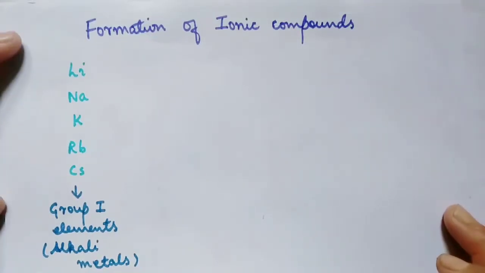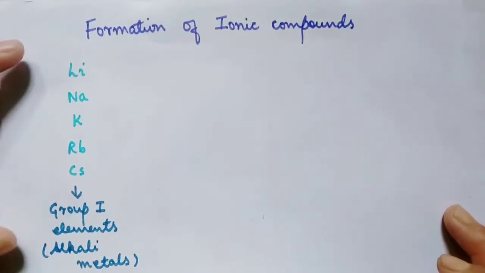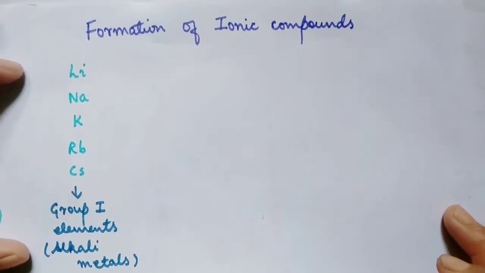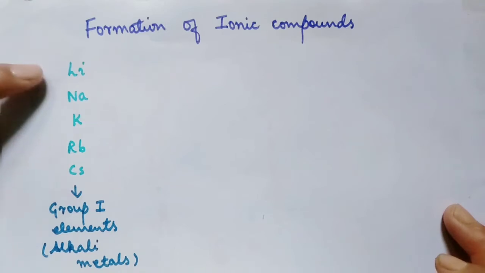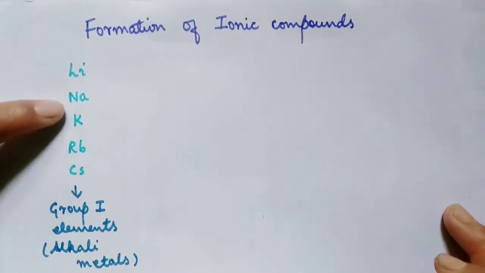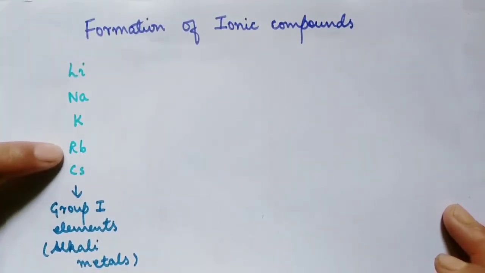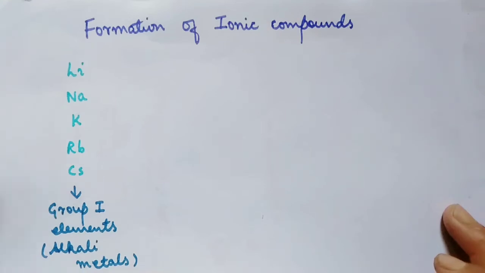In this video, we will be learning about the formation of ionic compounds by alkali metals. Alkali metals are the group 1 elements. They are lithium, sodium, potassium, rubidium and cesium. Do they form ionic compounds?